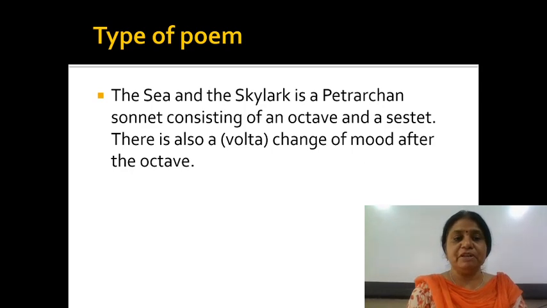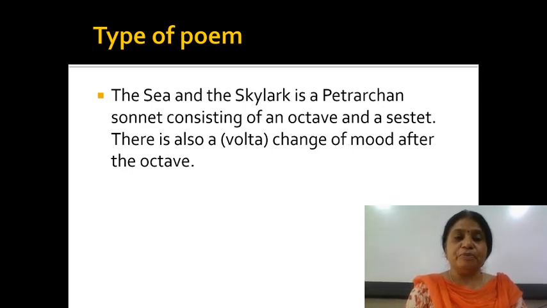You remember what is a Petrarchan sonnet? A Petrarchan sonnet is divided into 2 parts. They are octave and sestet, and after the octave and with the beginning of the sestet there is a sudden change of mood, that is called volta, and that change of mood is signified by a punctuation mark which is called caesura. Now this word caesura is made from the word cease.